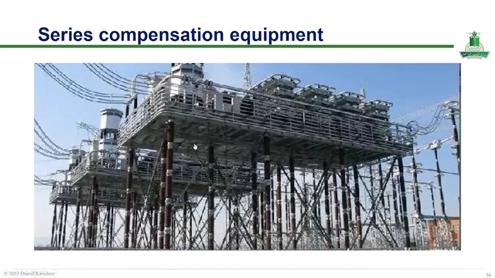By lowering the effective reactance, the system can transfer more power over long distances while improving voltage regulation and transient stability. Series compensation equipment is especially important in heavily loaded transmission networks where maintaining synchronism and increasing transmission efficiency are critical for reliable system operation.